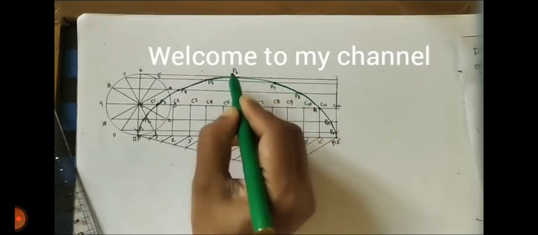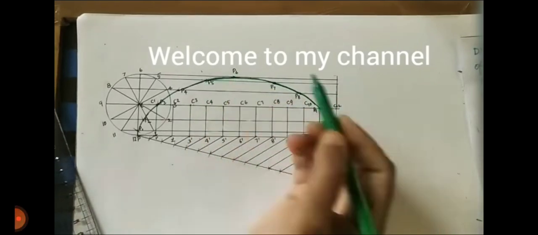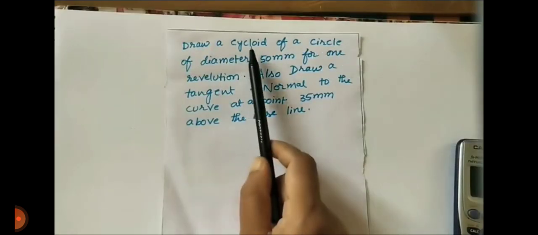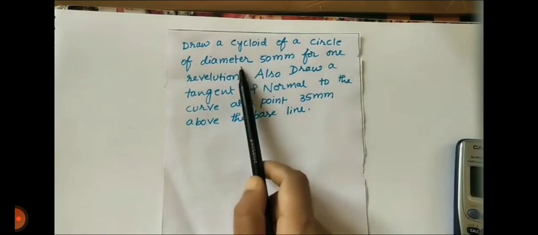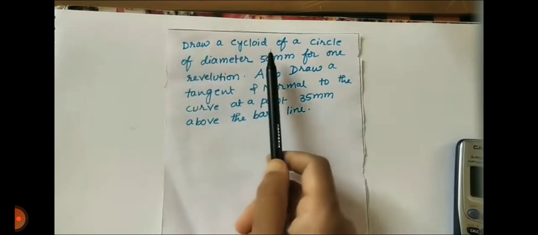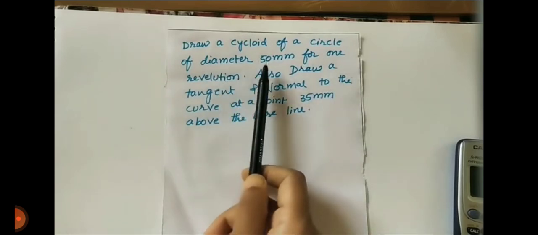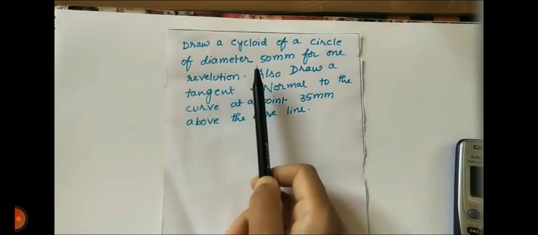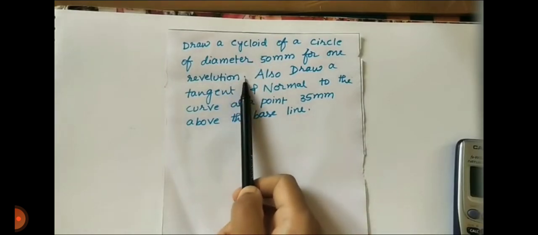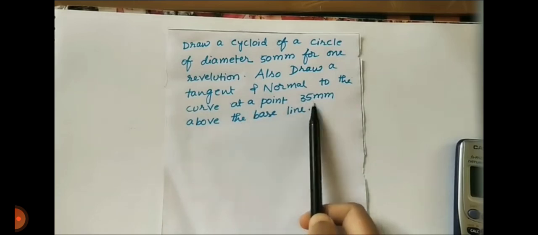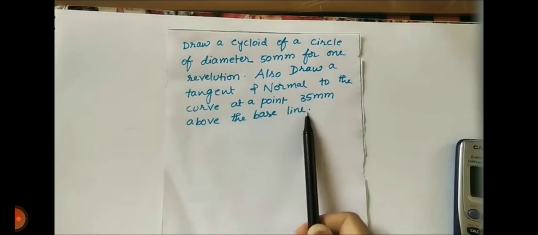Today we see how to draw a cycloid of a circle. Firstly, the statement of the problem. Draw a cycloid of a circle of diameter 50 mm for one revolution. Also draw a tangent and normal to the curve at a point 35 mm above the baseline. So this is the problem statement.